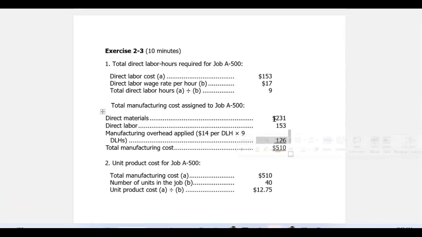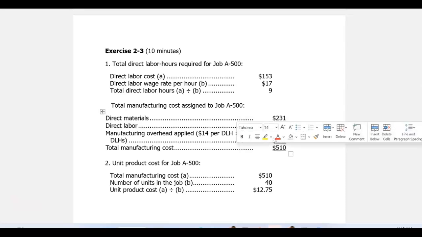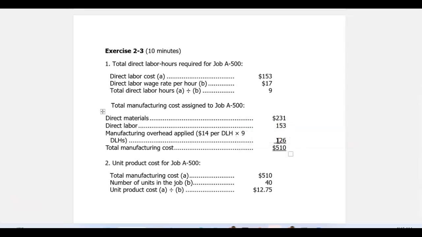So material, $231, labor, $153, overhead, $126. Combined, $510 total manufacturing cost. And if we produced 40 units in this production, then unit product cost is $12.75. Cool.